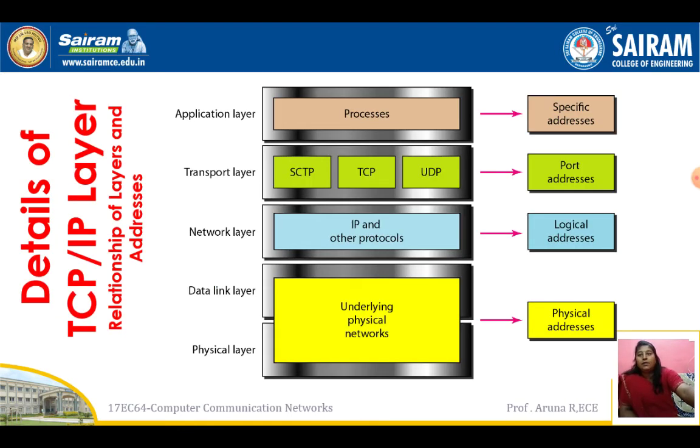Now the details of the TCP/IP layers, their relationship to layers and addresses. Which address is used in which layer? This diagram shows the relationship between the addresses and the TCP/IP protocol suite. You can see the physical layer and data link layer together have the physical address. The physical address is the address given to the system within the network. In the network layer, IP and other protocols use the logical address. In the transport layer, it uses the port address. In the application layer, it uses the specific address.